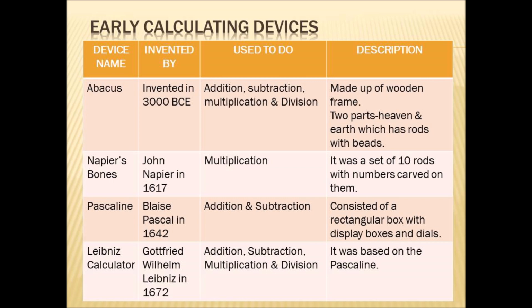Last one is Leibniz calculator. It was invented by Gottfried Wilhelm Leibniz in 1672. It is used to do addition, subtraction, multiplication and division. It was based on the Pascaline. Like Pascaline, it can do addition, subtraction and also extra multiplication and division. It was based on the principle that is used in the Pascaline.